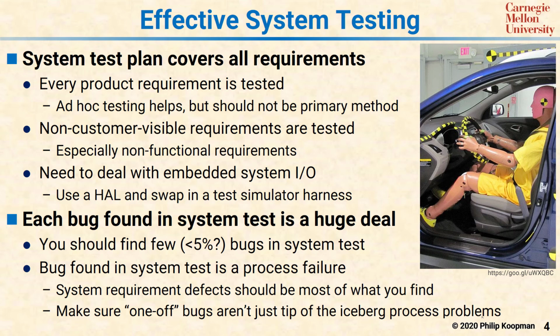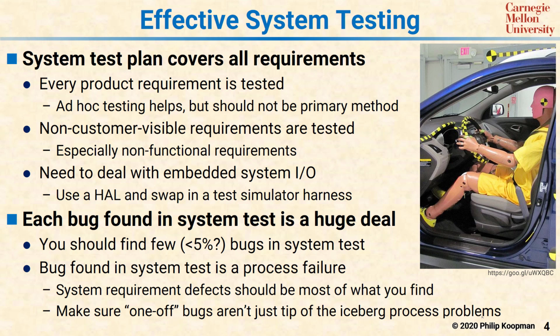It's tempting in system test when something weird happens to try again, and if it doesn't reoccur, you say, well, that's a one-off bug. There's nothing we can do about it. If you're seeing these types of bugs that just appear once in a while but are hard to reproduce, that's usually the tip of the iceberg for some process problems. For example, if you have race conditions, you're not going to see them very often in testing. And if you see even one, often that means you have race conditions all over the place and you just got lucky and happened to see one of them.